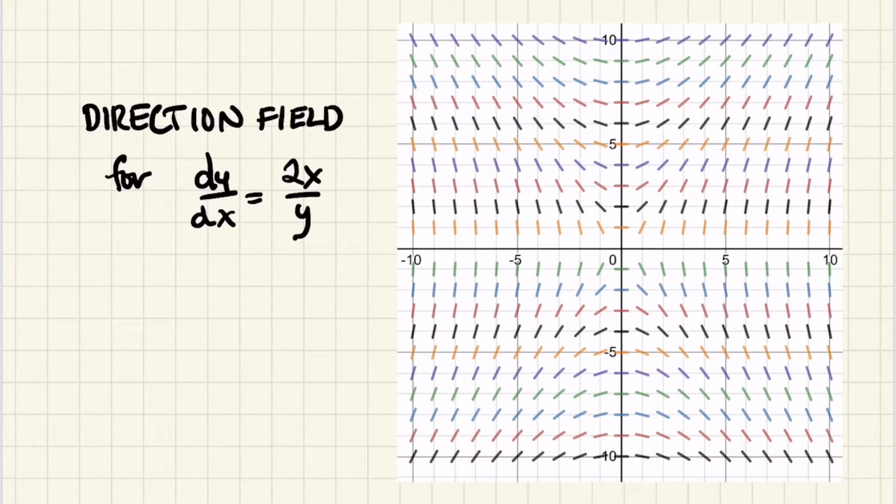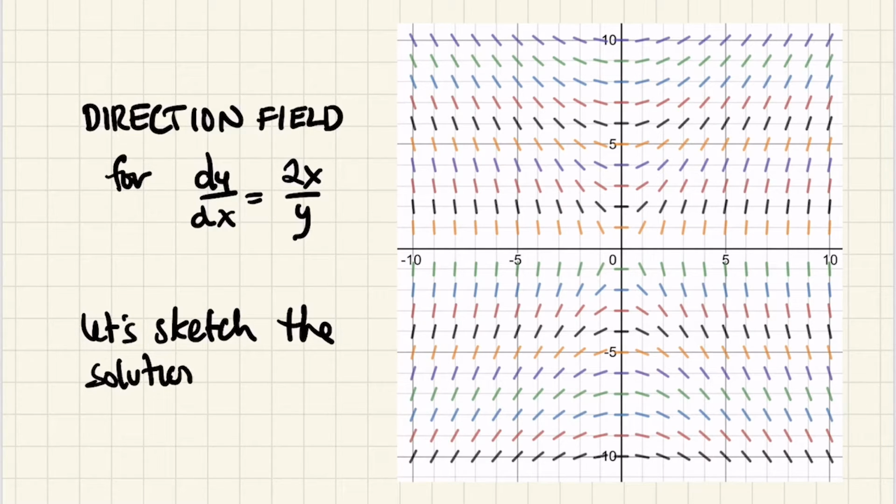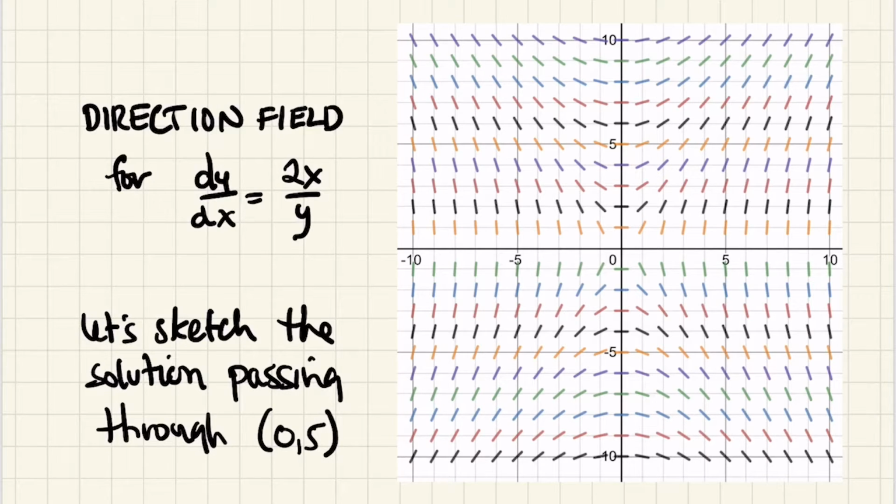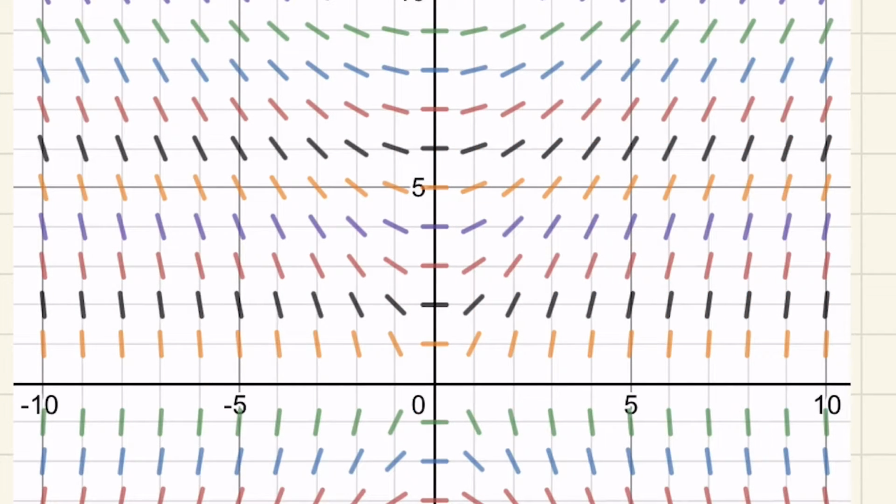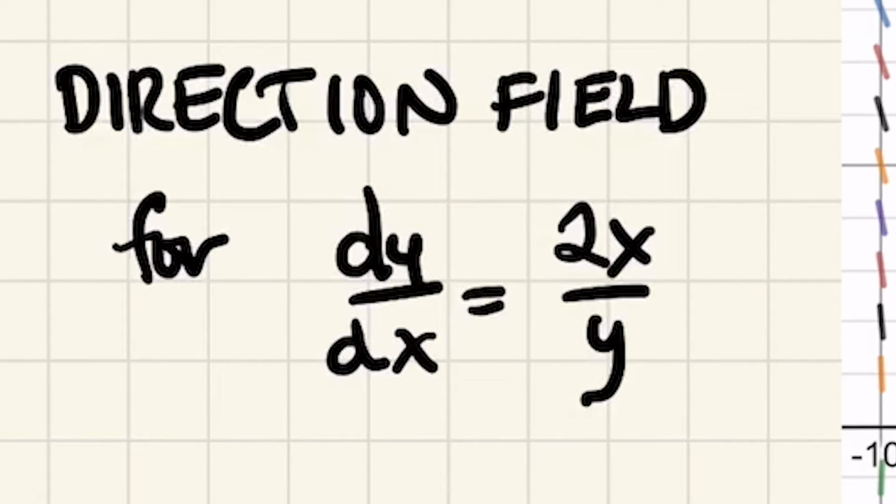So for instance, let's sketch the solution passing through 0, 5. So on our direction field, let's find the point 0, 5. There it is. Now we can see that right at 0, 5, the slope is 0. And you can calculate that by plugging 0 and 5 into 2x over y and getting 0, of course.